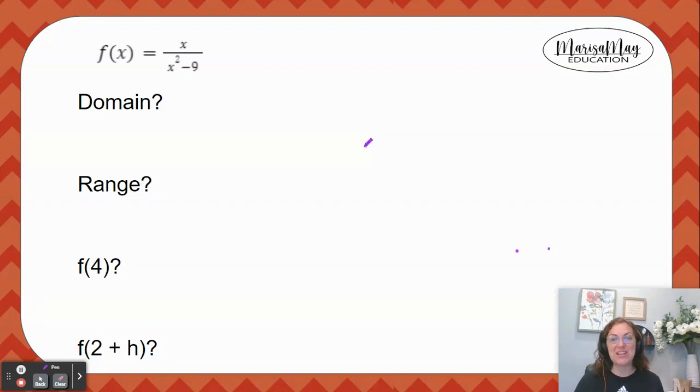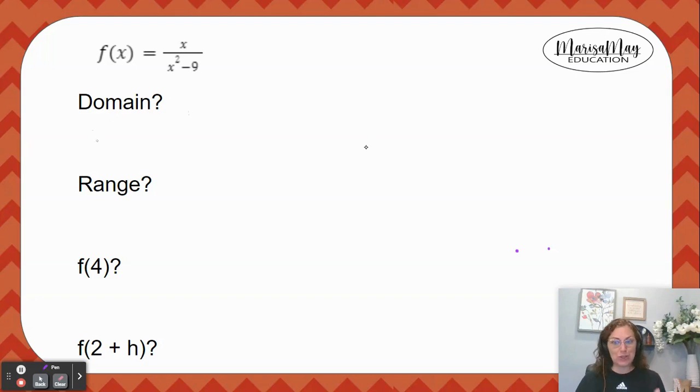In this video, we'll be looking at a rational function, and let's just dig into some of the details that we see here. Our function we'll be working with is f of x equals x over x squared minus 9. And I want to start with the domain.